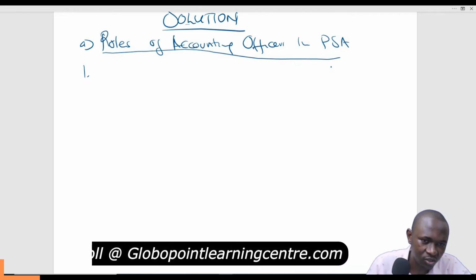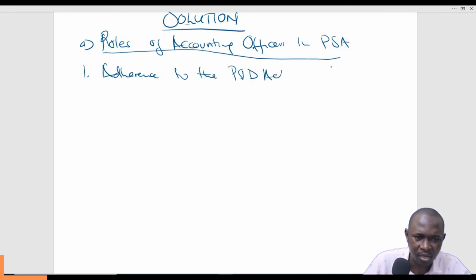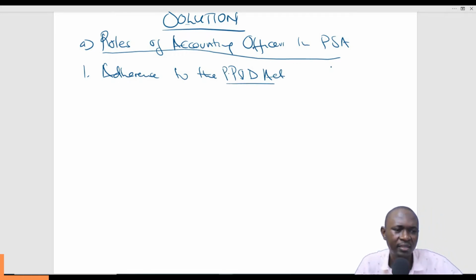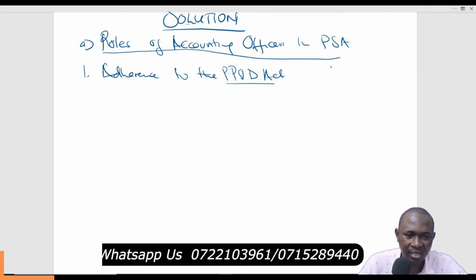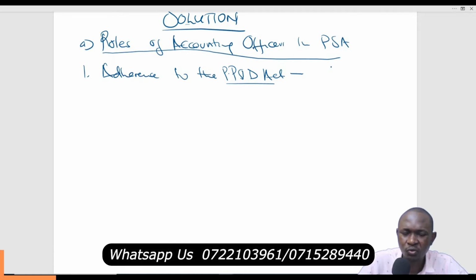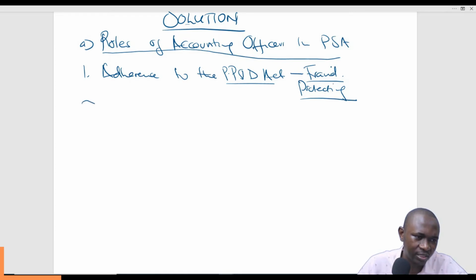Number 1, the first function of accounting officers in public sector accounting is to ensure conformity and adherence to the Public Procurement and Disposal Act. That means they follow up to ensure that the PPDA is followed to the letter. The rules and procedures are followed to the letter. And when we follow the procedures to the letter, we mitigate the possibilities of fraud, and by doing that, we protect the monies or assets that belong to the entity. So their key mandate is to ensure adherence and compliance to the Public Procurement and Disposal Act, especially on issues to do with procurement.